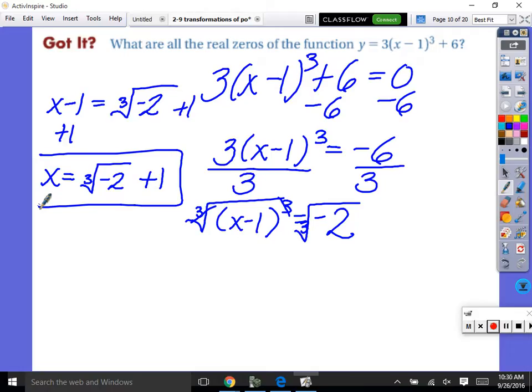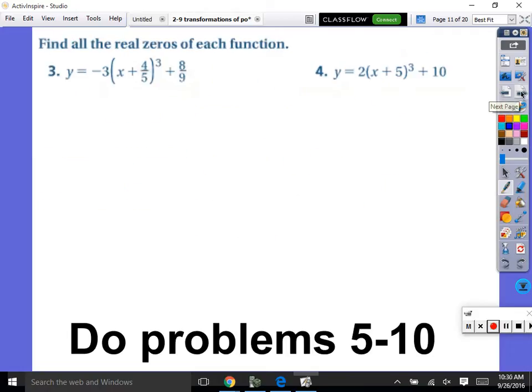Okay, let's do maybe just, do we need more, or do you feel pretty good? Maybe one more? Okay, let's do this one. I don't care. Which one do you want to do? This one with fractions or just whole numbers? Okay, awesome. Just have your calculators ready to go.